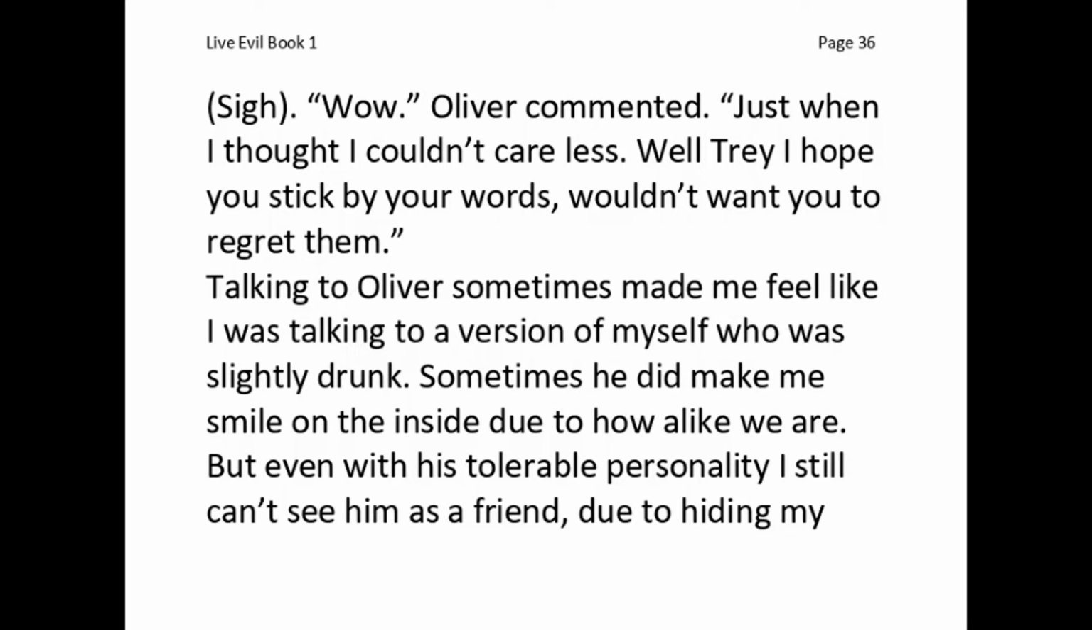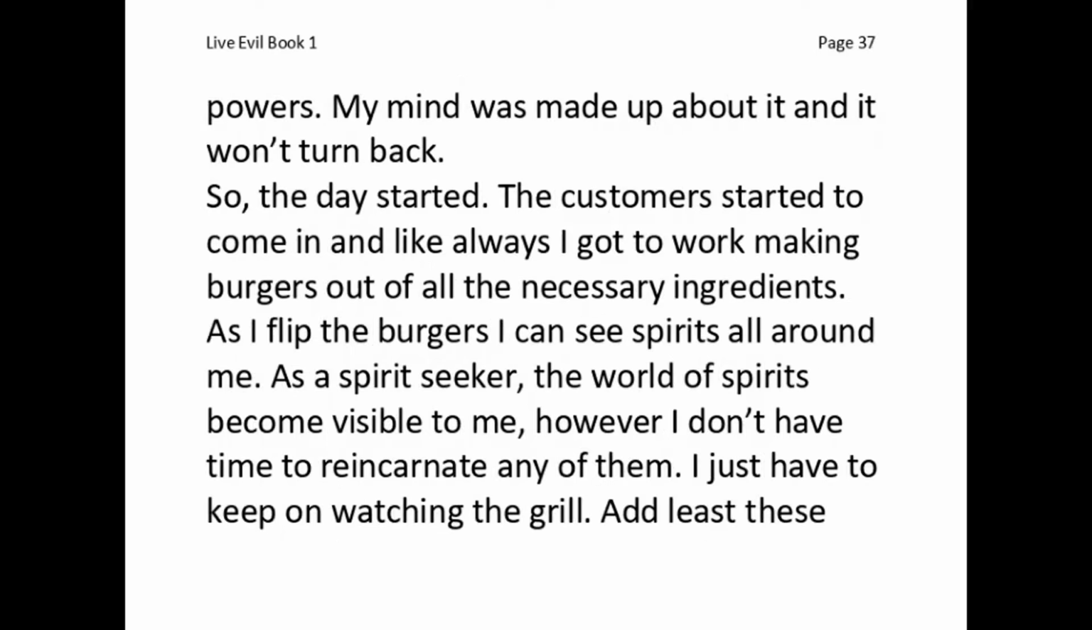Talking to Oliver sometimes made me feel like I was talking to a version of myself who was slightly drunk. Sometimes he did make me smile on the inside due to how alike we are. But even with his tolerable personality, I still can't see him as a friend due to hiding my powers. My mind was made up about it and it won't turn back.